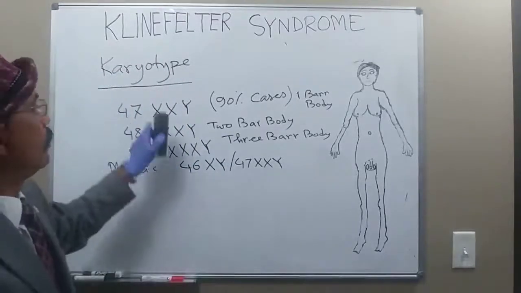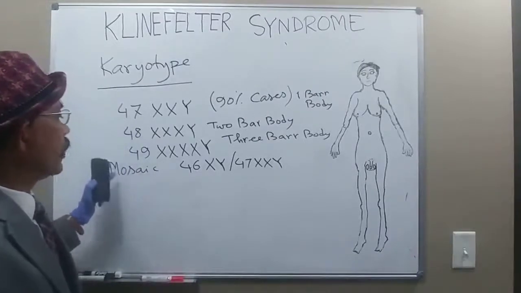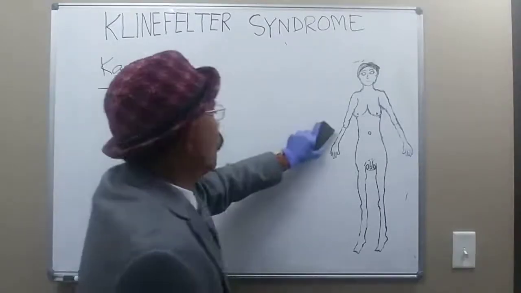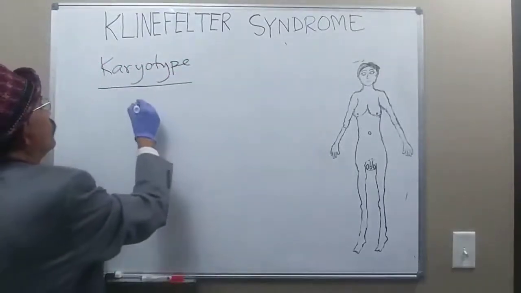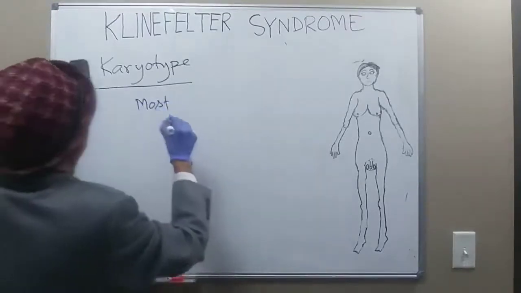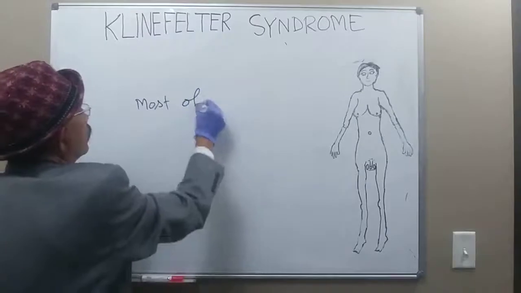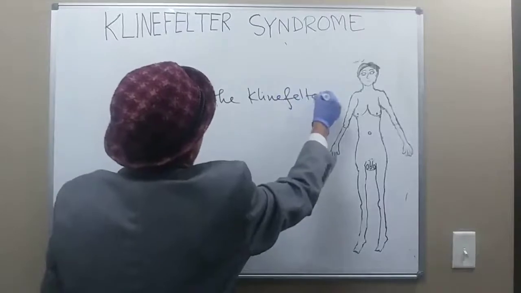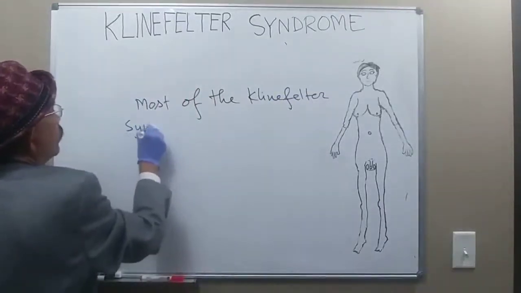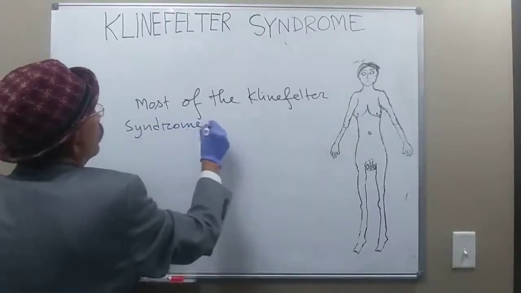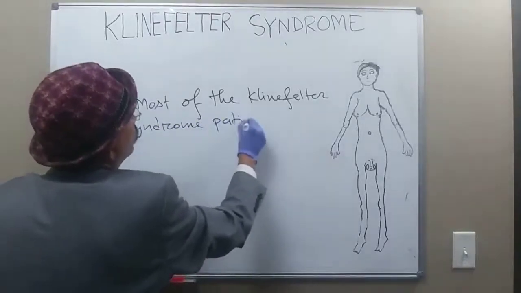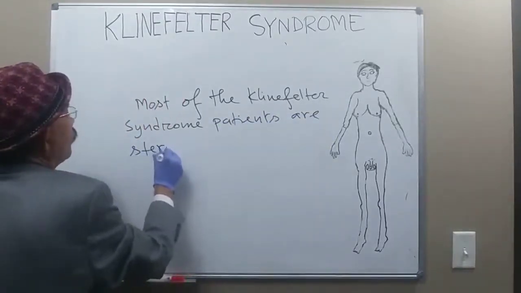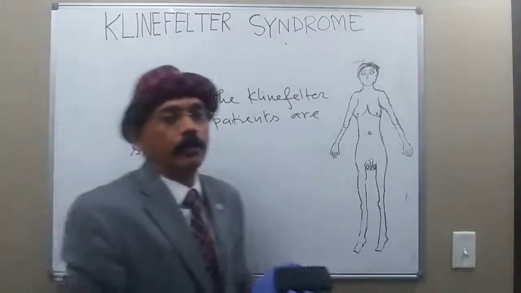This is the most common type. These are also possible. Mosaic is possible, and most of them are sterile except the mosaics. Okay, so most of the Klinefelter syndrome patients are sterile, except on very rare occasions.